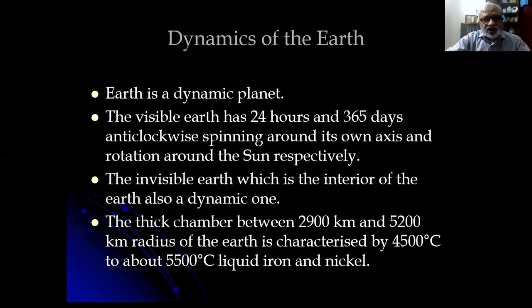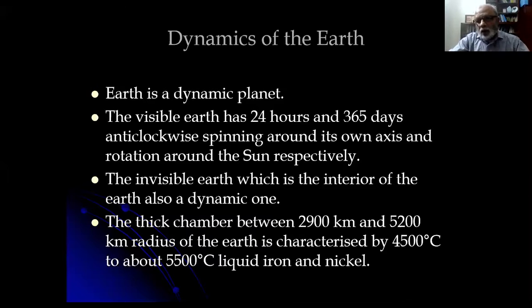So the thick chamber, the invisible Earth, which is the interior of the Earth, is also a dynamic one. The thick chamber lies between 2,900 kilometers, that means from the surface of the Earth at a depth of 2,900 kilometers, up to 5,200 kilometers. This zone is characterized by 4,500 to about 5,500 degrees Celsius liquid iron and nickel.